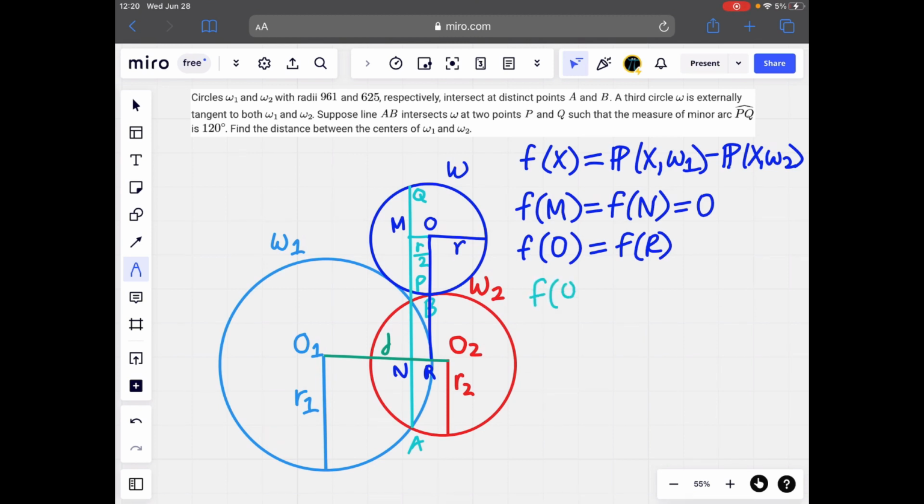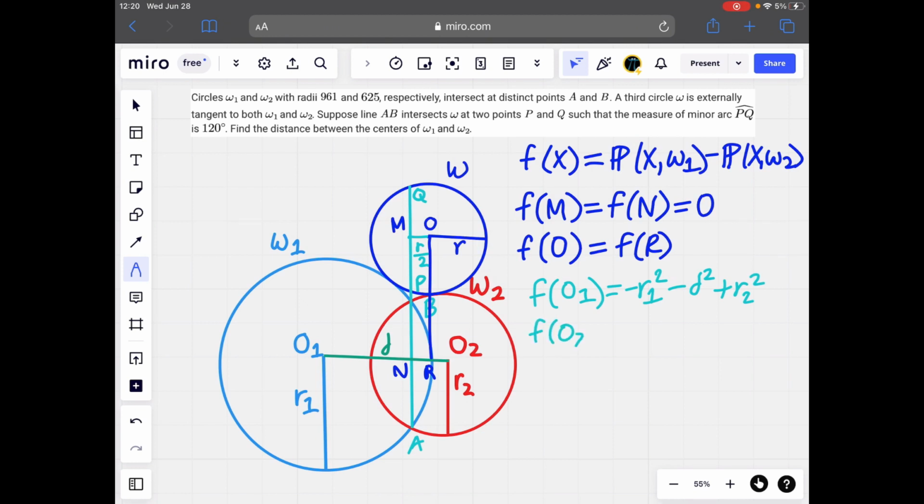So we have f of O1 is equal to the power of O1 with respect to W1. It's inside W1, it's the center, so its power is going to be negative. Its power is going to be minus R1 squared with respect to W1, minus its power with respect to W2, which is D squared minus R2 squared. So minus D squared plus R2 squared.